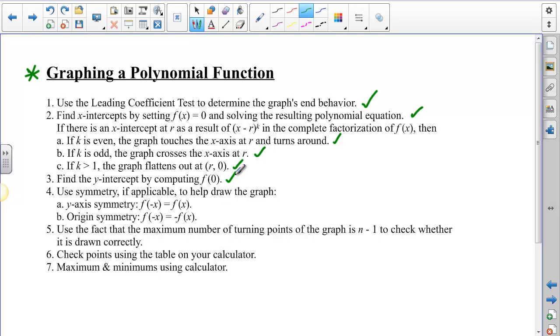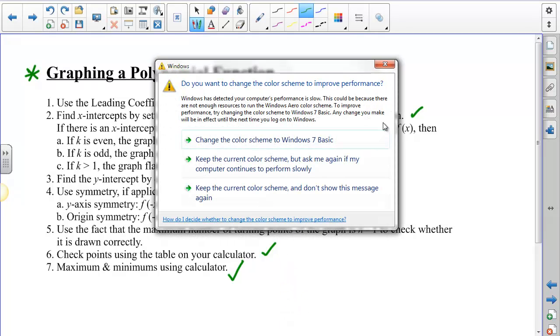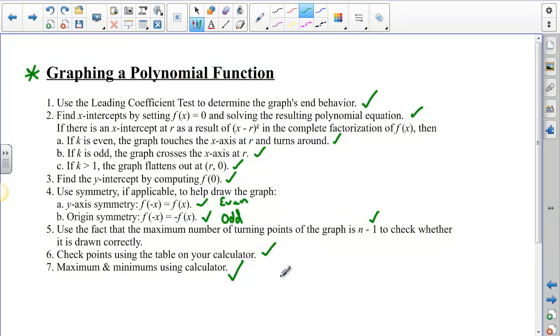We can always calculate the y-intercept by computing f of 0. And we always want to look for symmetry. If it's origin symmetry or y-axis symmetry, if the graph is even, it's going to be symmetric about the y-axis. If it's odd, it's going to be symmetric about the origin. We know that the number of turning points is going to be 1 less than the degree, and it can be no more. It can be fewer, but it can't be any more. And we can check points on our calculator using our table of values, and we can also use our calculator for finding maximums and minimums. And we talked about that before in our review of Chapter 2.